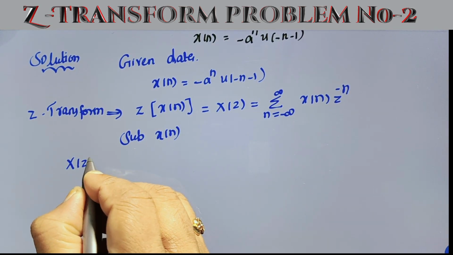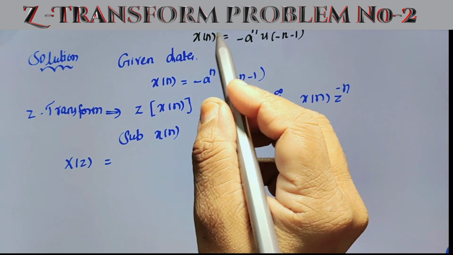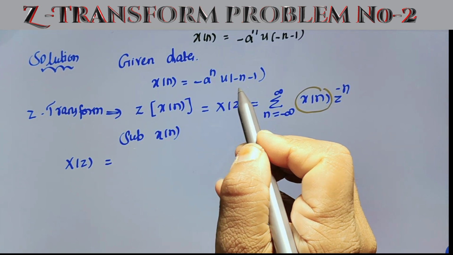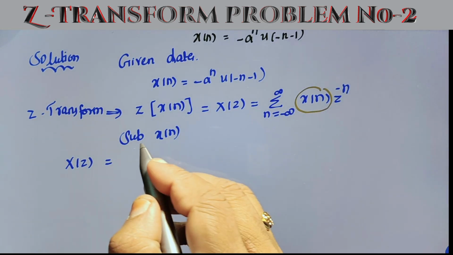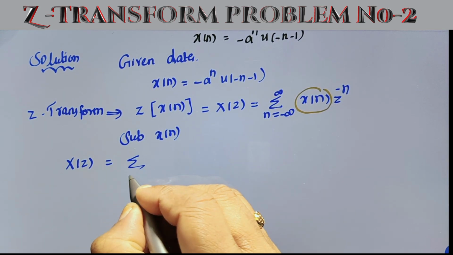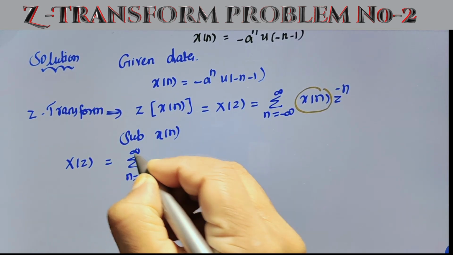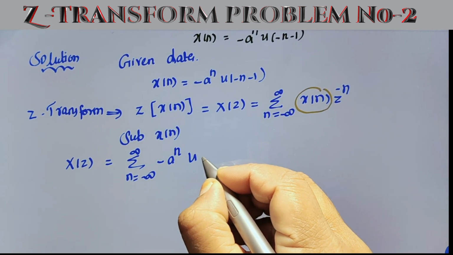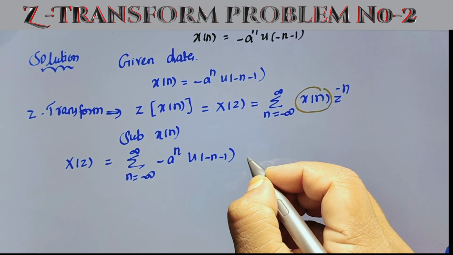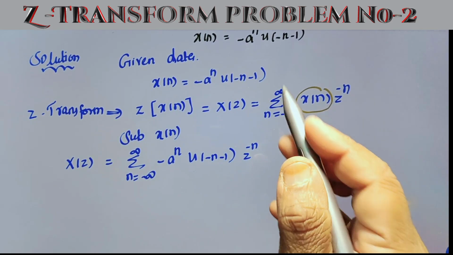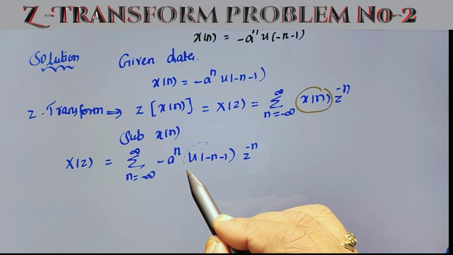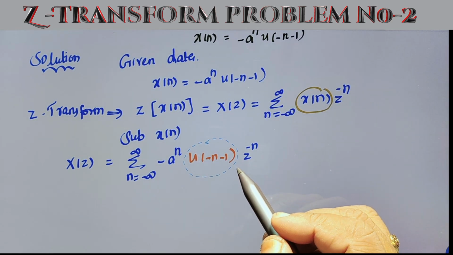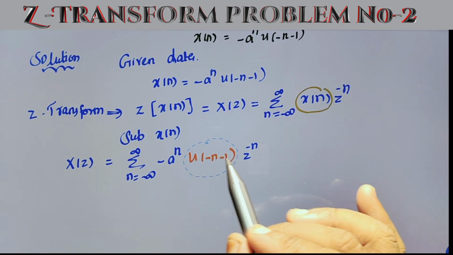So X of z equal to, instead of x of n, you write minus a power n u of minus n minus 1. So, summation n equal to minus infinity to infinity minus a power n u of minus n minus 1 into z power minus n. See here, the limit is given, right? This limit is only used for applying the limit purpose only.